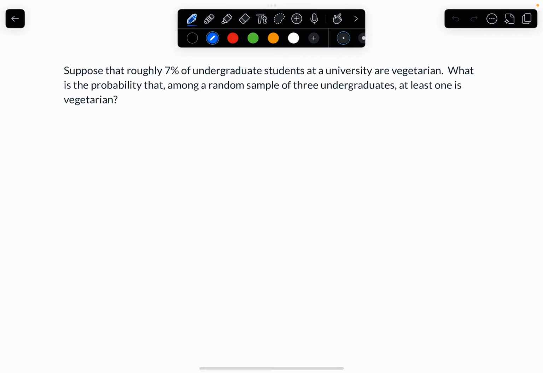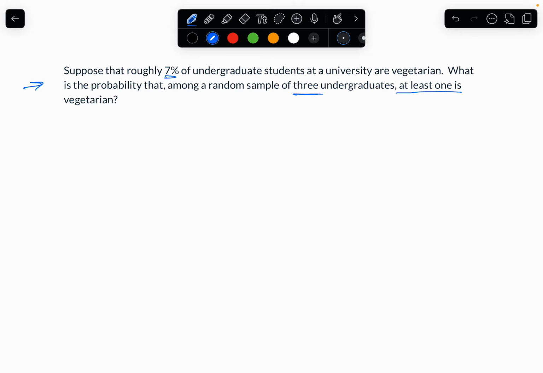We're going to take a look at a couple of examples to wrap this section up and try and bring together a lot of the same ideas that we've been discussing throughout this first section. So our first example says, suppose that roughly 7% of undergraduate students at a university are vegetarian. What is the probability that among a random sample of 3 undergraduates, at least 1 is vegetarian? So this is, I'll be honest, a pretty difficult problem.